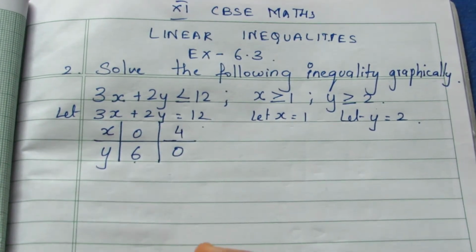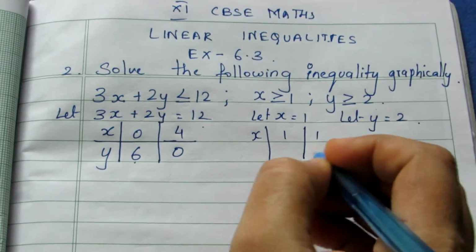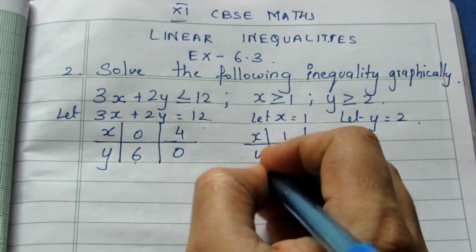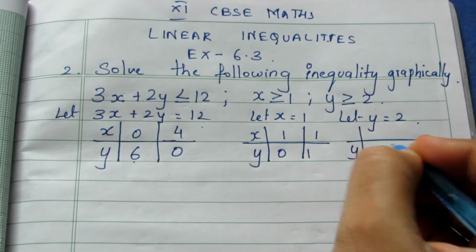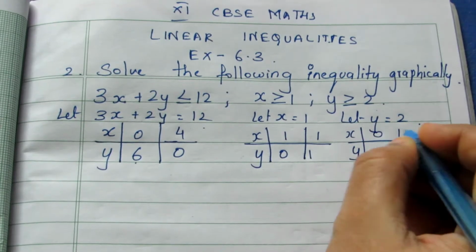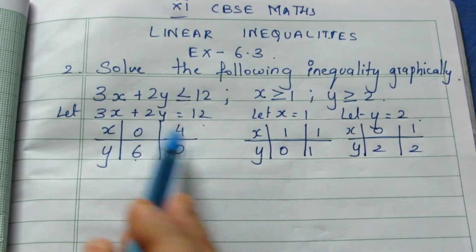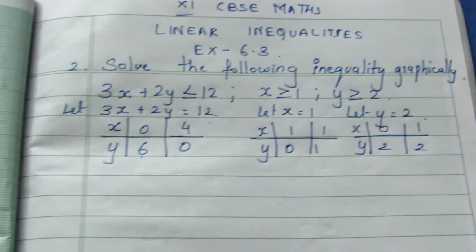Here we know that x is 1, so it will be 1 for all the values, so 0, 1. Here we know that y is equal to 2, so it is 2 for all the values, so x can be 0, 1. Now we can plot all the points. Let me plot it in the graph.